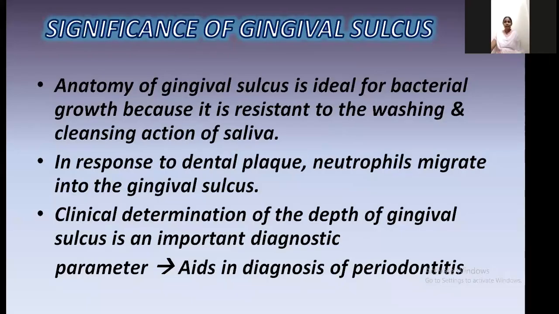Significance of gingival sulcus is anatomy of the gingival sulcus is ideal for bacterial growth because it is resistant to the washing and cleansing action of the saliva. In response to dental plaque, neutrophils migrate into the gingival sulcus. Clinical determination of the depth of gingival sulcus is an important diagnostic parameter in periodontitis.